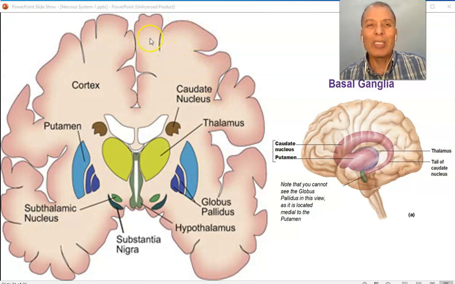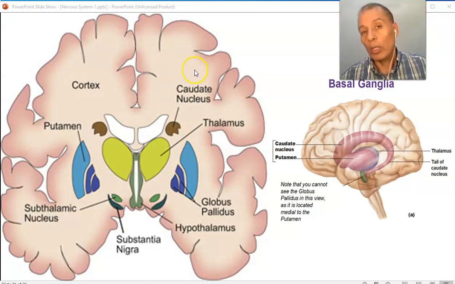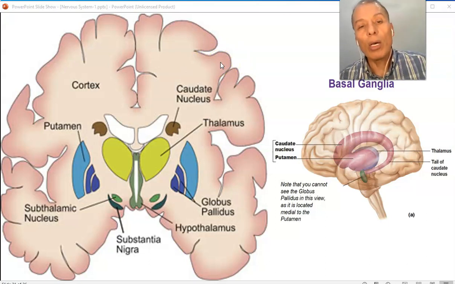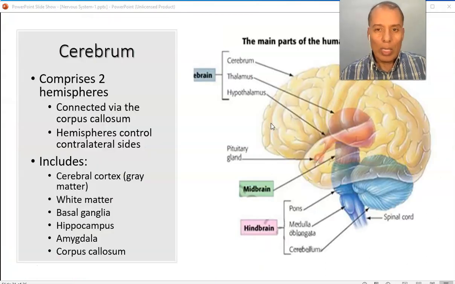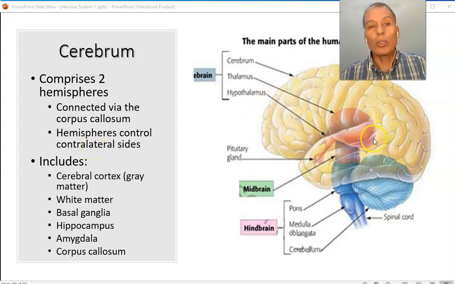Cortex means tree bark. They call the cortex the outermost layer that lines the cerebrum. So instead of saying the cortex of the cerebrum, we call it the cerebral cortex. And of the two hemispheres, the right hemisphere controls the left side of the body, and the left hemisphere controls the contralateral, or right, side of the body.